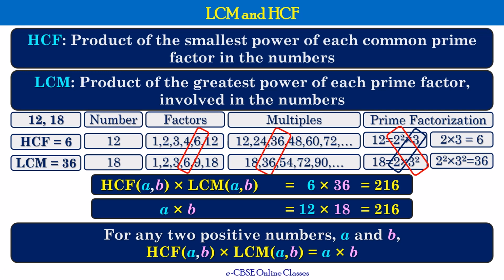So you remember this fact, HCF of A and B multiplied by LCM of A and B is equal to A into B.